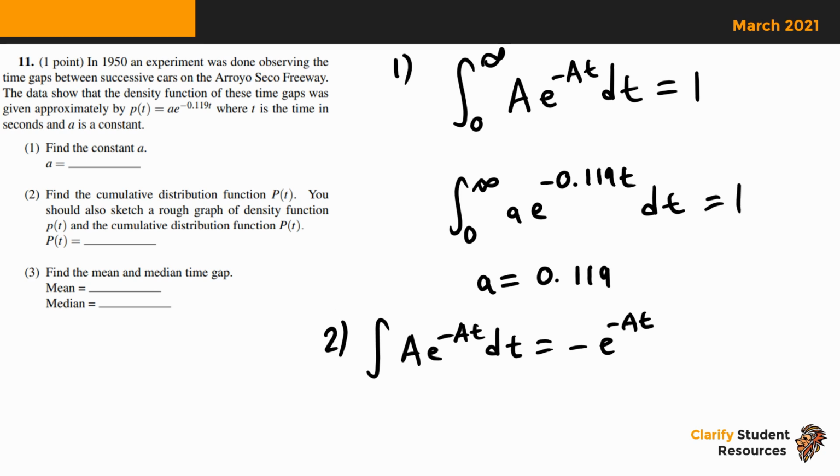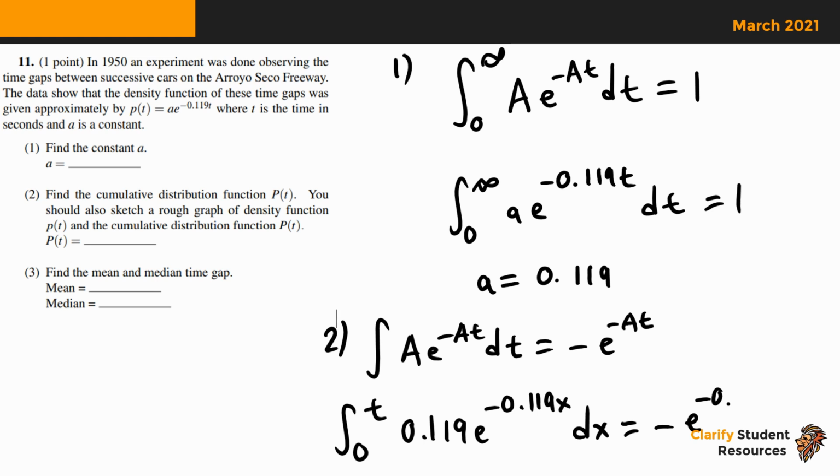So remember, for the CDF, we're going to integrate from 0 to x or 0 to t. So 0 to t, and in this case, it's going to be 0.119 e to the negative 0.119 t dt. Actually, I'm going to change the variables so that it's not confusing. So we use x, and then we know that this is going to equal negative e to the negative 0.119 x, evaluated from 0 to t. So what we'll see here is that, let me just move this over.